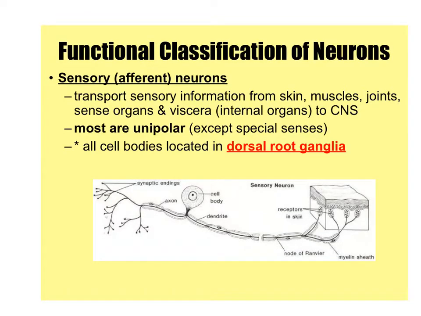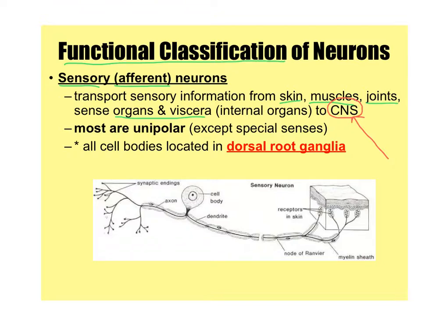All right, almost done. Now we're going to class them into functional classification. So not basically what they look like, but what do they do? And the first one is a sensory, otherwise called an afferent neuron. These are the ones that are sensing stimuli from maybe the skin or your muscles or joints or your internal organs and viscera. And they're going to send that information to the brain and spinal cord. And remember, the brain and spinal cord is what makes up your central nervous system, or CNS.